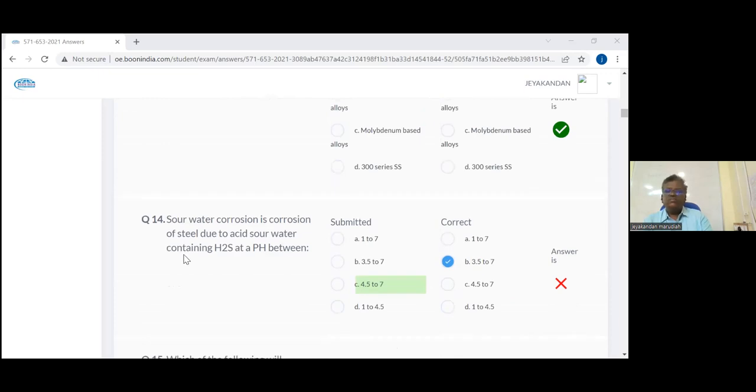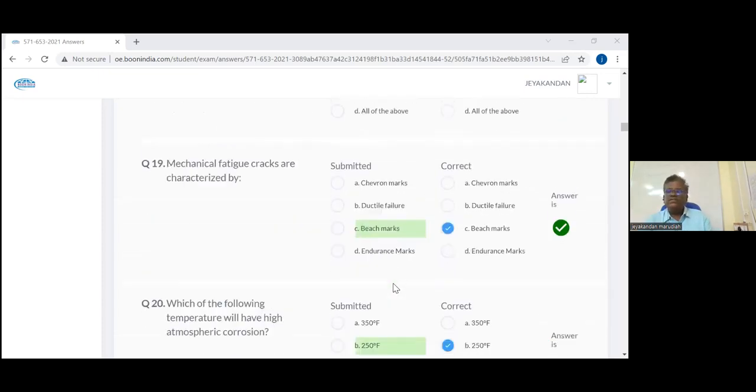Sour water corrosion. No, this is wrong. 4.527 submitted is correct, we have to correct it. Question 14, we have to change. It is 4.527 only. So 14, there is a mistake. So 14, answer is C. We will change it. I know this, yes, this was wrongly marked.